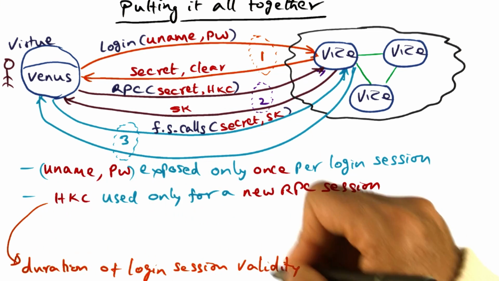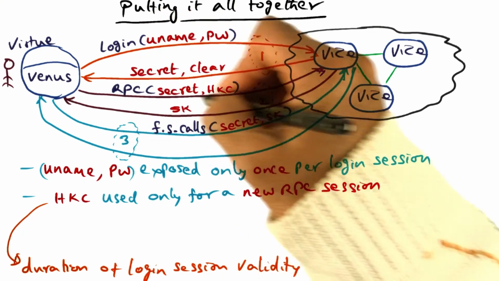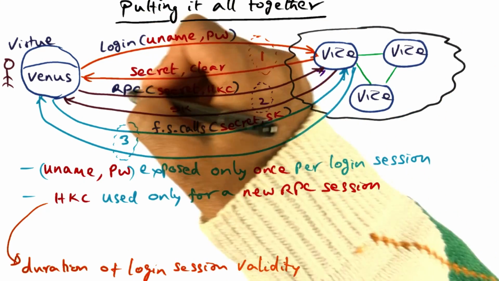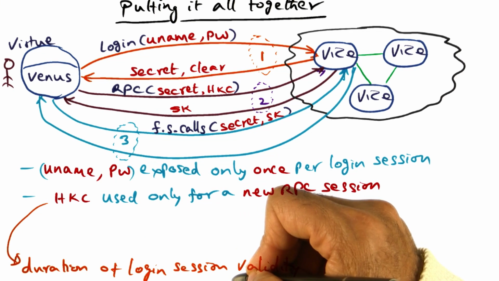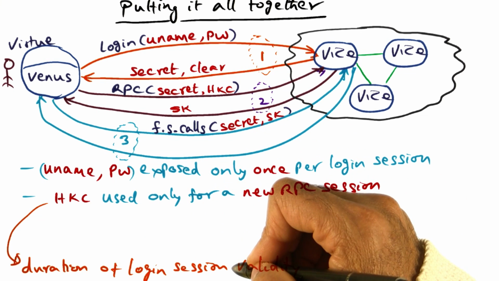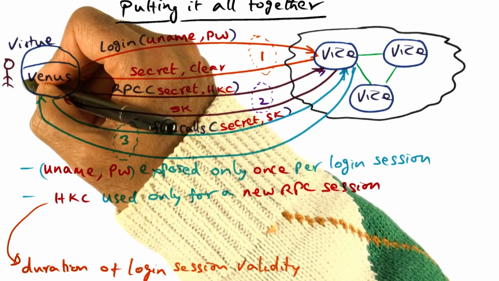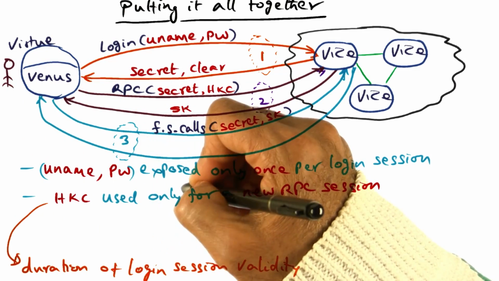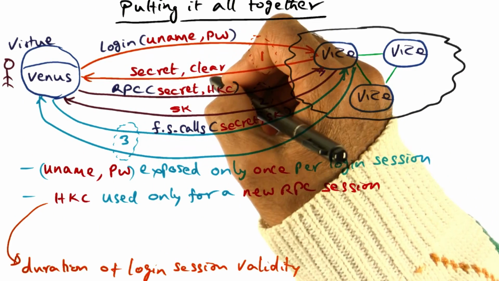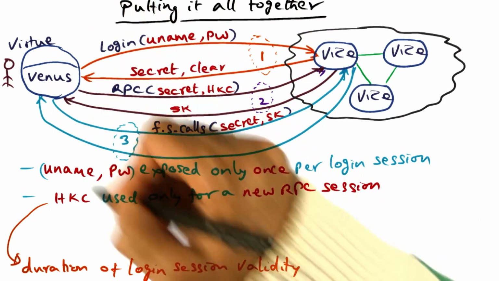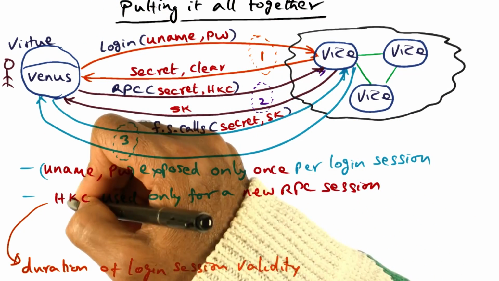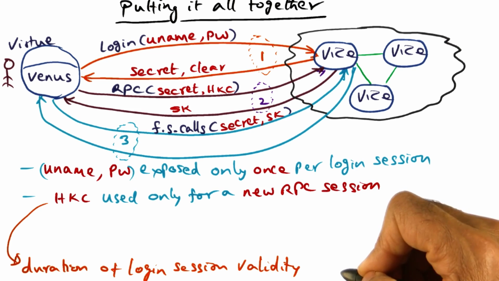But the duration of this HKC that is used for RPC session establishment is only for the duration of the login session. Once the user has logged off and left this workstation, the secret token and the clear token are thrown away by Venus. So the duration of this HKC is only for this login session.